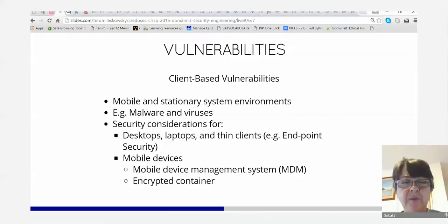Okay, client-based vulnerabilities. So when the clients fail. And client weakness. Mobile and stationary system environments, malware and viruses, right? That's basically what they're looking after. The desktop, laptop, thin clients, they are part of what's called endpoint security. The endpoint security is usually packaged together with data leakage protection, DLP.